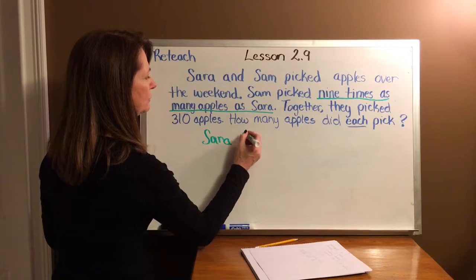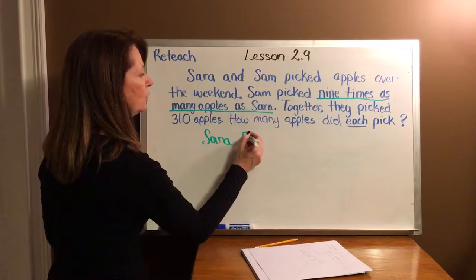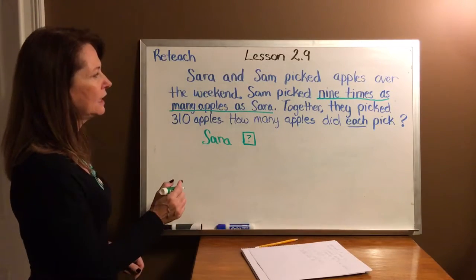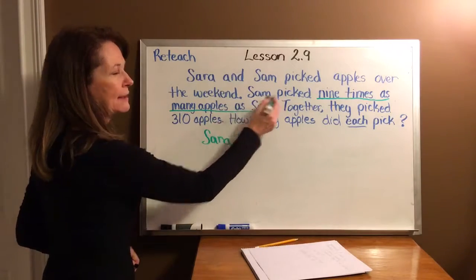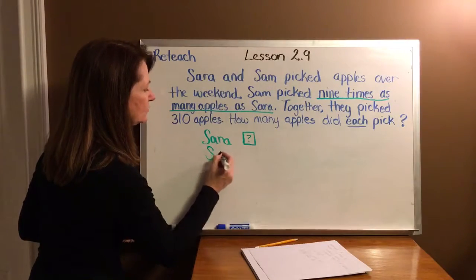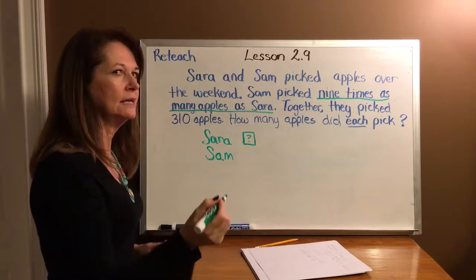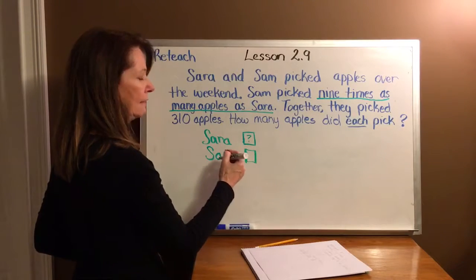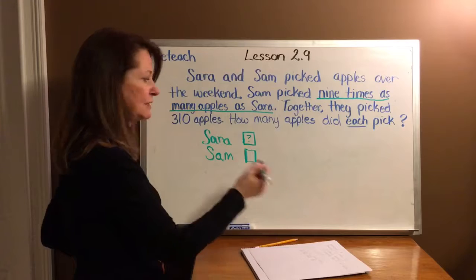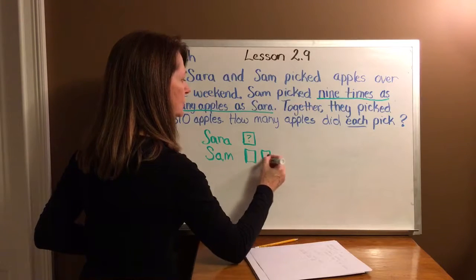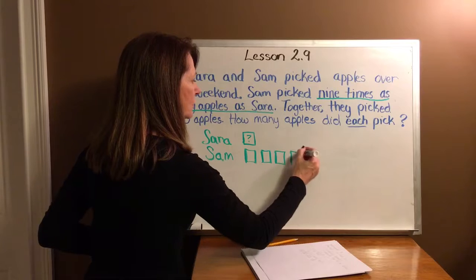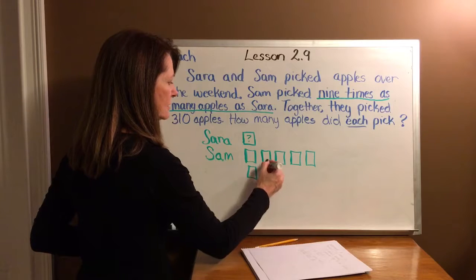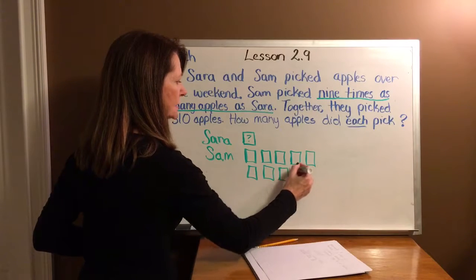So here's Sarah, and here is her box with the question mark, of course, because we don't know how many she picked. Okay, and then we know that Sam picked 9 times that, and we did this in our last problem. So again, Sam, we're going to represent his with how many boxes now? 9 times, so it's going to be 9 boxes. All right, here we go. 1, 2, 3, 4, 5, 6, 7, 8, and 9.